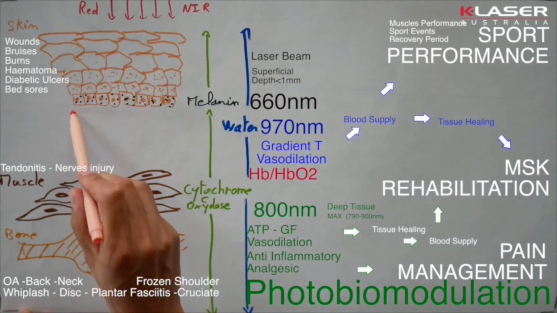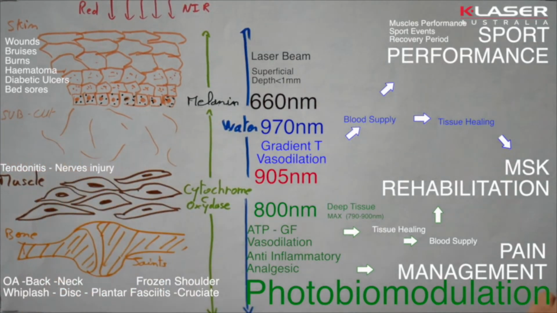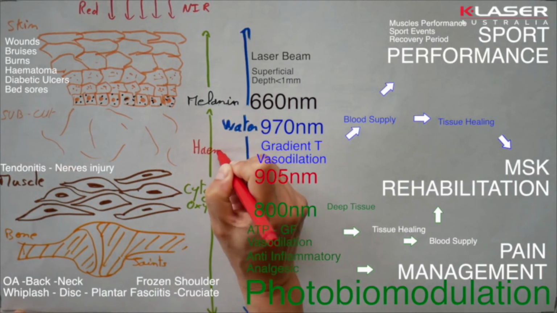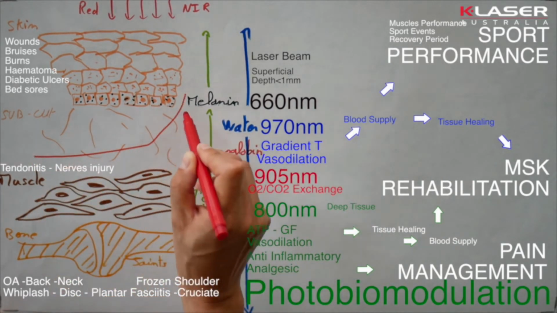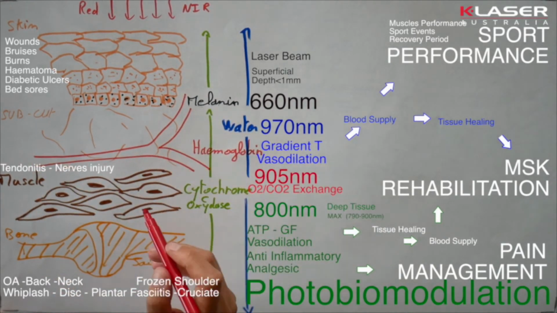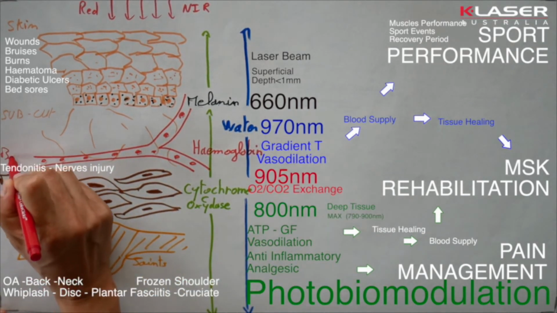The 905 nanometers wavelength targets mainly hemoglobin and cytochrome C oxidase, and some melanin and water too. This wavelength is just at the limit of the interval of the maximum effect for cytochrome, and it does not penetrate as deep as the 800 nanometers in the tissue. But there is still some effect.